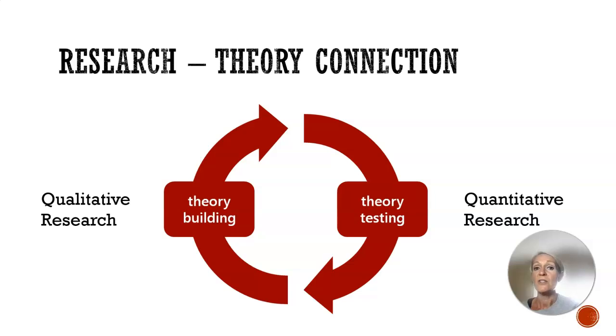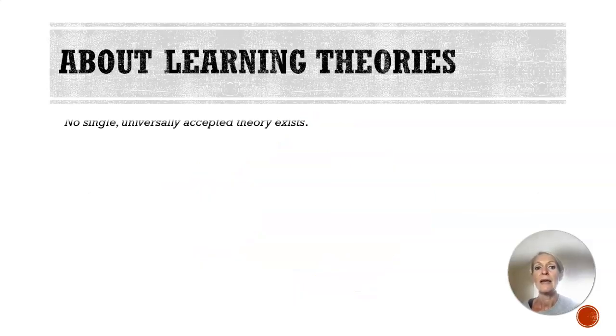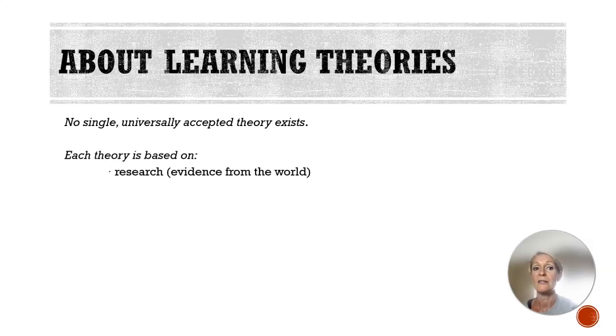So research is very much connected to theory because qualitative research has helped us build theories, construct theories. And then we use quantitative research to test those theories. We can never fully prove a theory, but we can gather evidence and research to support it. So, a little bit about learning theories. There's no single universally accepted theory that exists. And I find that some come in and out of fashion, but there's not just one go-to. Each theory is based upon a little bit of research and evidence from the world, as well as a set of assumptions and beliefs about human nature and different phenomena.